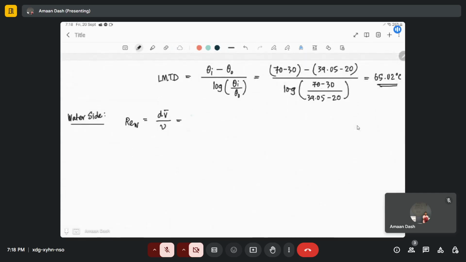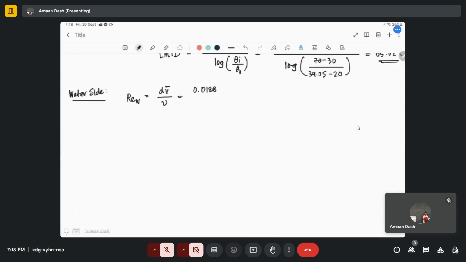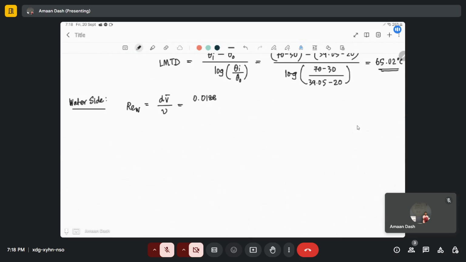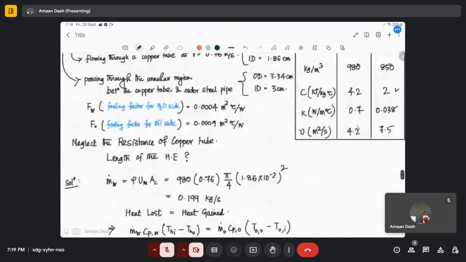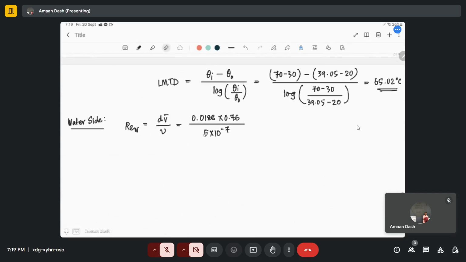Okay. So this is 0.0186. That is, it is given 1.86 centimeter, times the average velocity, that is 0.76, that is also given in the question, divided by the kinematic viscosity. For the water, it is 5 times 10 to the power of minus 7. So you can, it is given 4.2, you can take 4.2. So you will be getting around 28.27 times 10 to the power of 3.